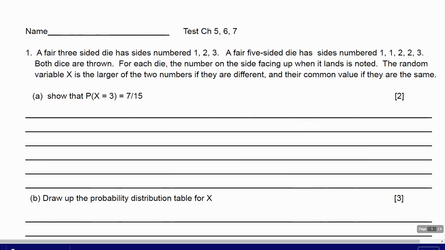Now, for each die, the number facing up is noted. So the random number X is the larger of the two numbers if they're different, and then the common value if they're the same. So what they want us to do first is figure out the probability of X equaling 3. Now again, X is the larger of the two numbers if they're different, and the common value if they're the same. How can we figure out the different possibilities?